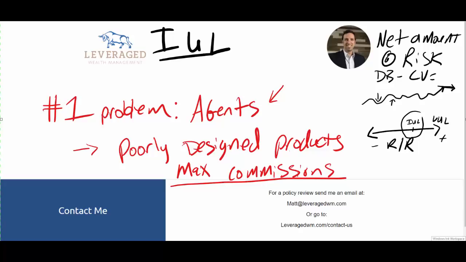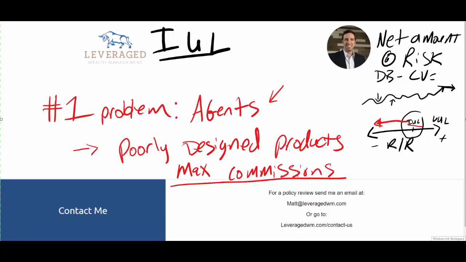Now, this problem doesn't just exist with index universal life. It actually exists with everything on this risk-reward timeline, every other product that's less risky than this index universal life policy. It just so happens that the IUL is probably the most complex vehicle on this whole timeline. And so not only is it the most complex vehicle, but the bar for entry is extremely low. And so what I have found is most policies that have been sold are improperly designed, and what that results in is a policy that's not going to do what you want.